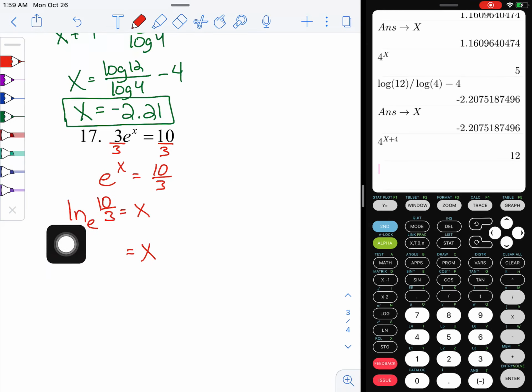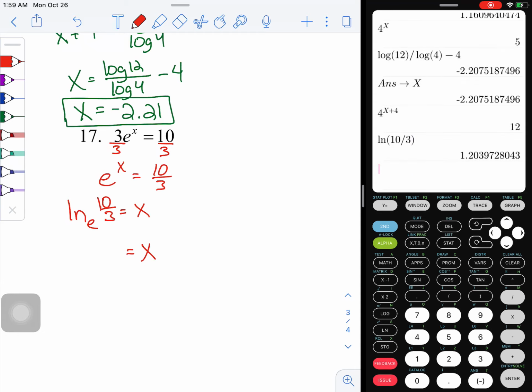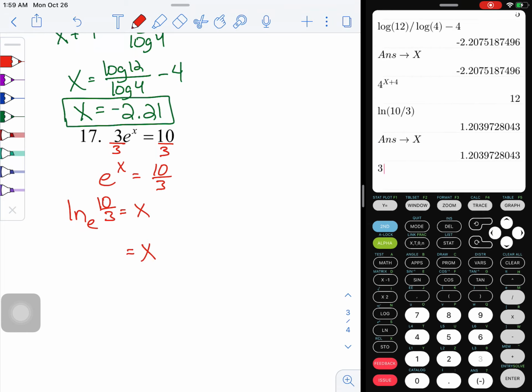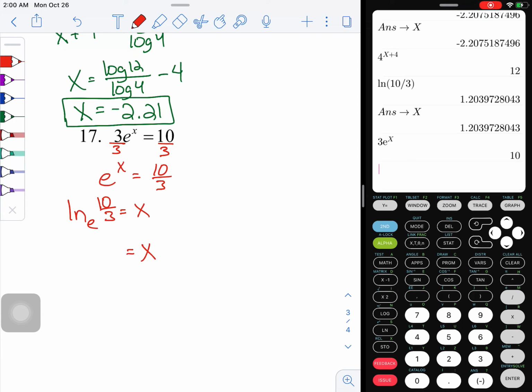So that would make x equal to, so I want to put this into the calculator. Now, ln does not need the base e, it just is base e. So natural log is sitting right down here. So natural log of 10 over 3. Let's go ahead and hit enter. I think it's 1.2 and change. So let's go ahead and store that and test it. So 3 e to the x should equal 10.